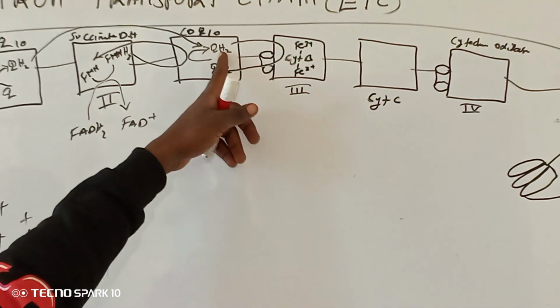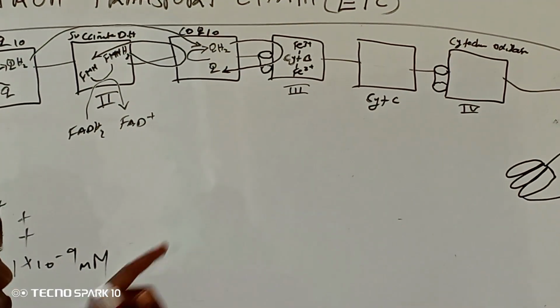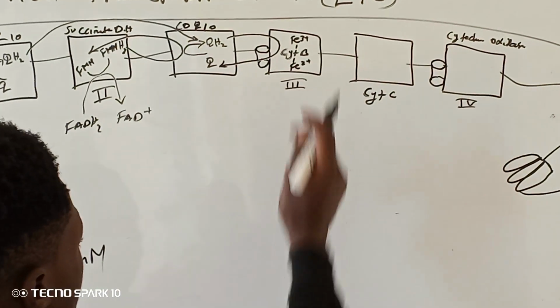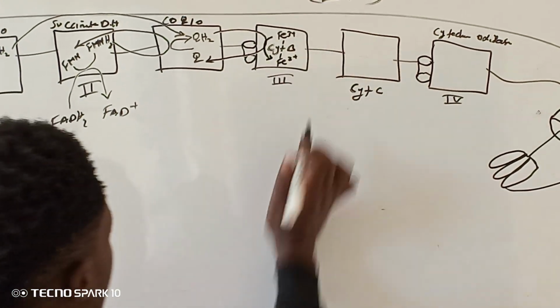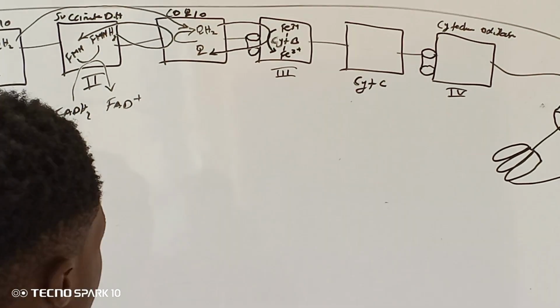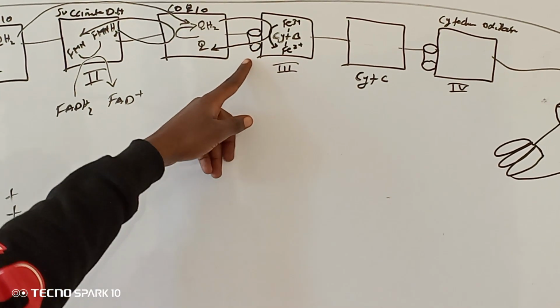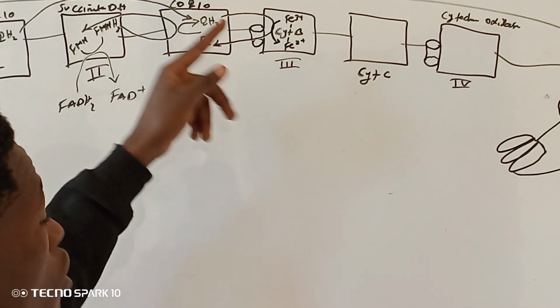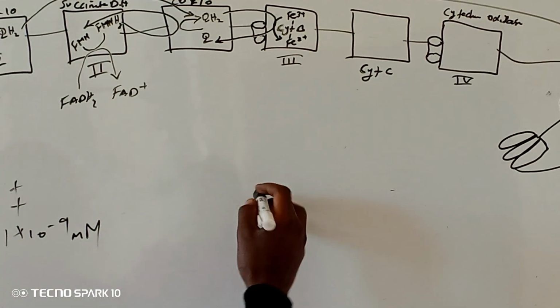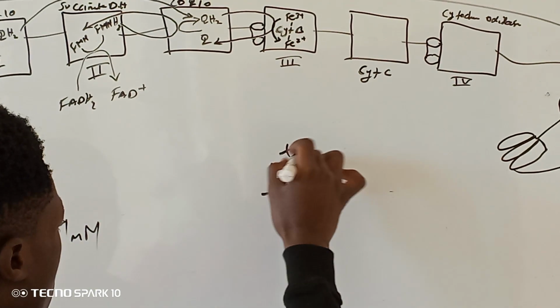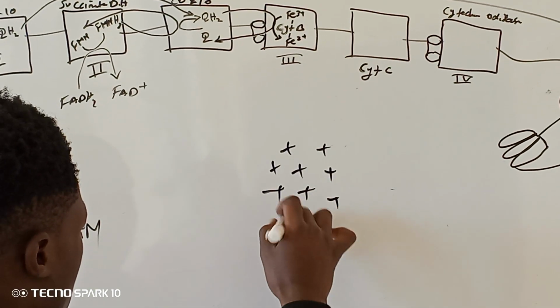So remember, QH2 has electrons, Q doesn't have the electrons. So it's going to pass the electrons to iron 3. Then iron 3 takes the electrons and converts to iron 2. And remember, here there is a receptor. So whenever this complex 3 is going to pass the electrons to cytochrome C, we are going to have the protons being pumped out of the matrix. So these are the protons.